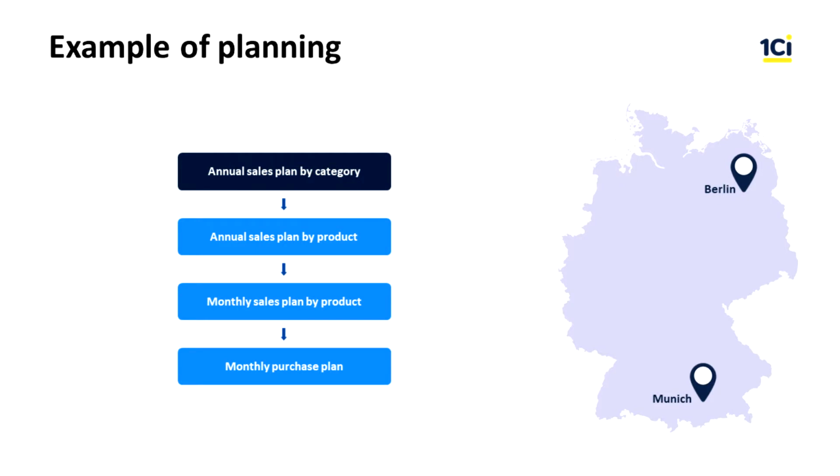In order to solve this task, first we are going to create an annual sales plan by category, then, according to this plan, a sales plan by product, without splitting for months and seasons, and then, according to this plan, a sales plan with splitting for months and seasons. We'll create a purchase plan based on the last sales plan. Therefore, we need to create 4 types of plans.